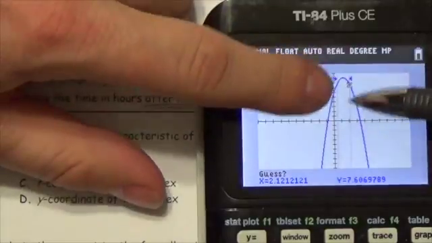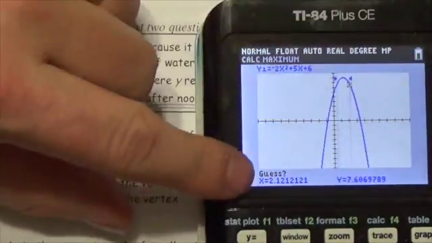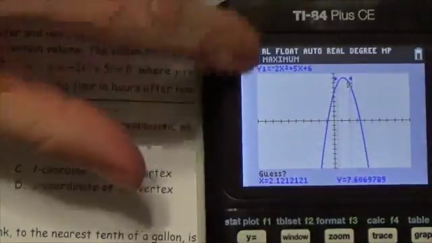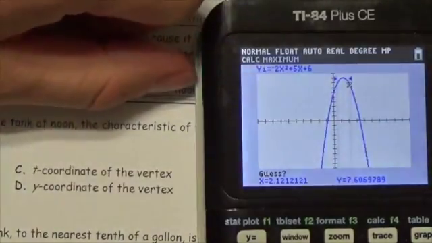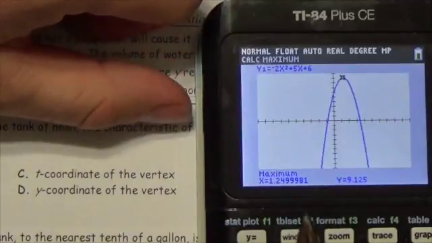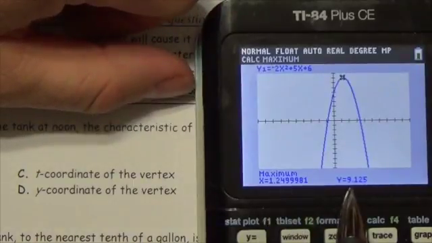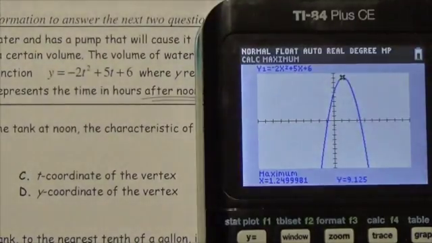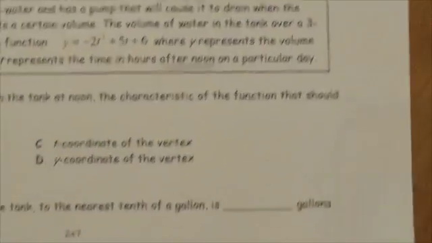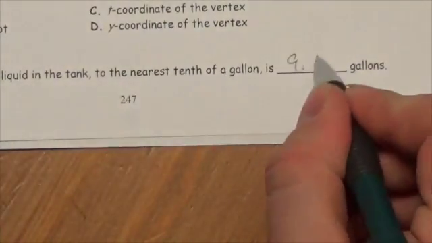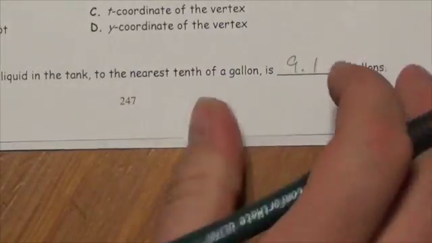maximum is between those two lines, and it's waiting for a guess, but when I press enter, it doesn't really matter what the guess is, okay? We just got to make sure our cursor is close to it. Press enter, and it's going to give me what that vertex is. So at 1.2, we get 9.125. So the maximum volume here is 9.125 gallons. And now it says to the nearest tenth. Okay, so 9.1 gallons. There you go.